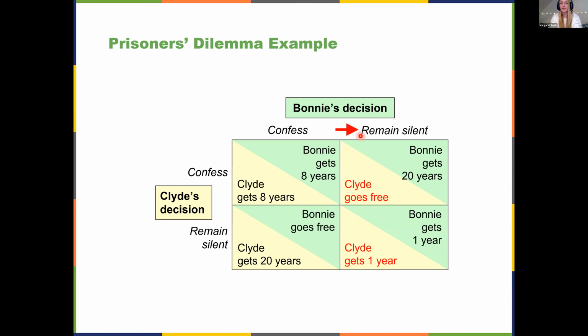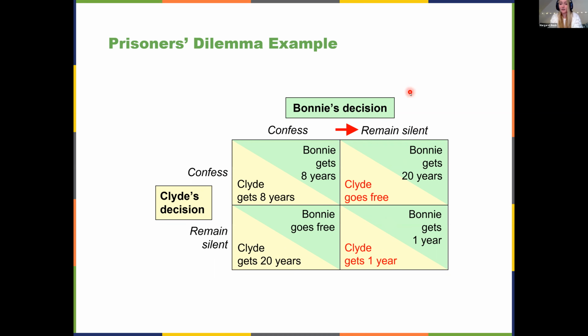Now, what if Bonnie decides to remain silent? What are the two different outcomes for Clyde? Well, if Bonnie decides to remain silent and Clyde confessed and pointed the finger at Bonnie, Clyde gets to go free. But if Bonnie didn't tell the cops anything and Clyde didn't tell the cops anything, Clyde gets 1 year in prison.